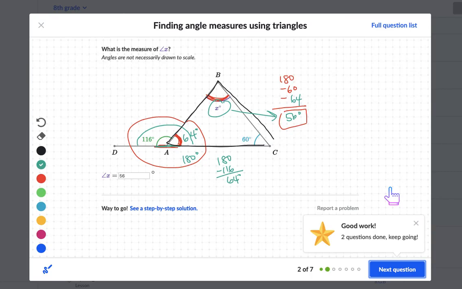So you're using all the information that you've learned so far about triangles and what they add up to, the corresponding, vertical, alternate interior, alternate exterior, supplementary and complementary angles, and all that to solve for the missing angle. It's kind of like a little puzzle.